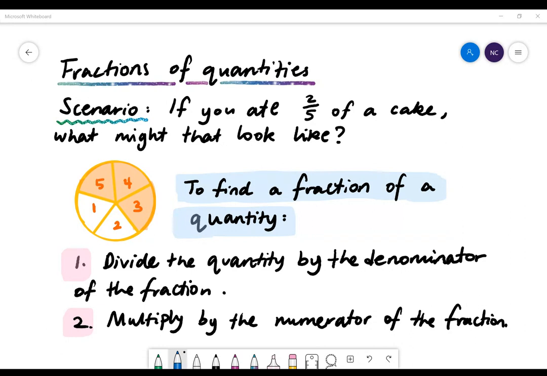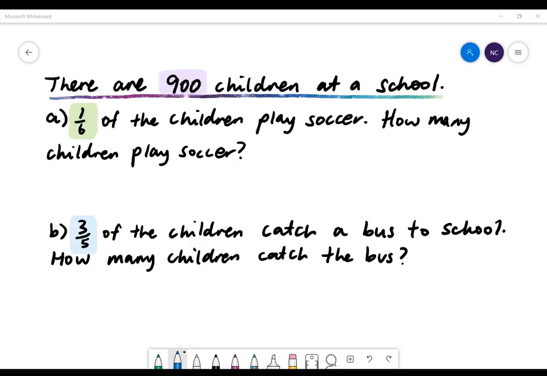To find a fraction of a quantity, we must first divide the quantity by the denominator of the fraction. In our case, we divided the cake into 5 pieces. The second step is to take the answer and multiply it by the numerator of the fraction. We take 1 piece, which is 1/5 of a cake, and multiply it by 2 to get 2/5 of a cake.